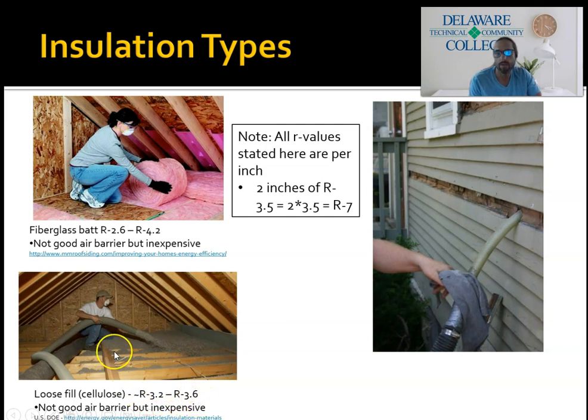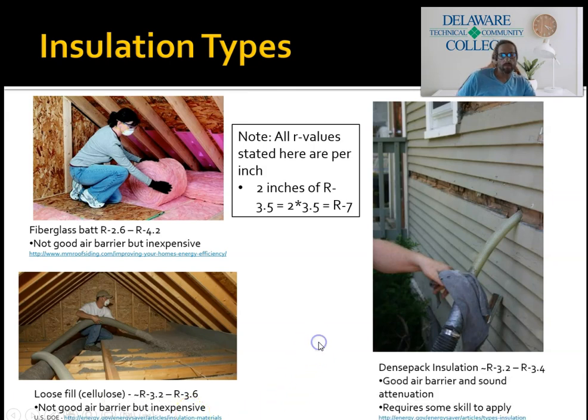By the way, there's a range of R values because it depends on if it's compressed, if it's wet, the exact type of insulation it is, how well it was installed, if there's things inside of it, that sort of thing. So that's why you have a range of R values. Very inexpensive, easy to install, but you need the machine, and it's also not a good air barrier.